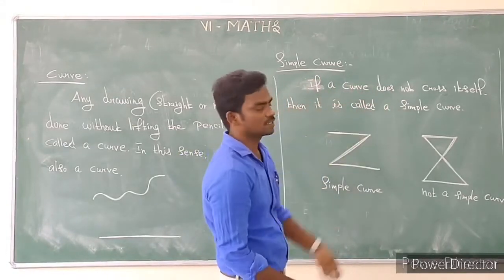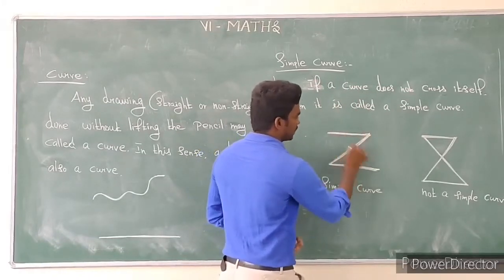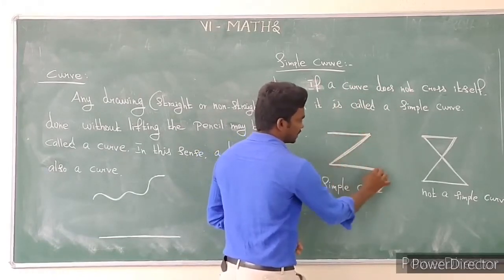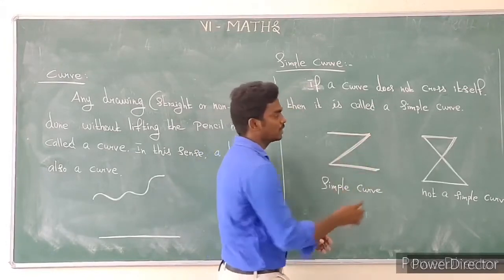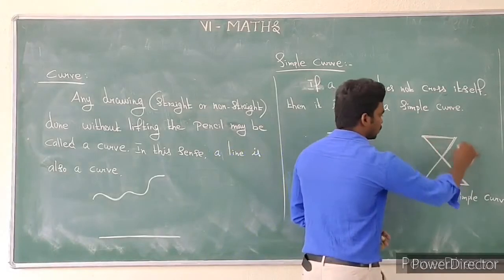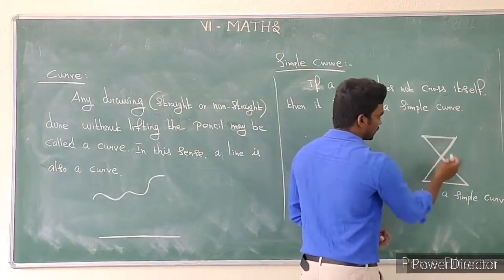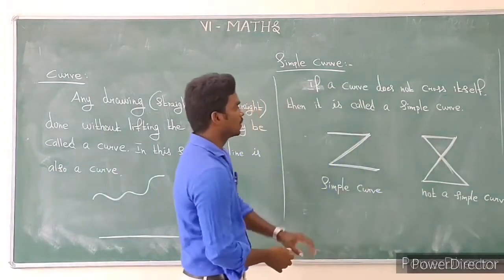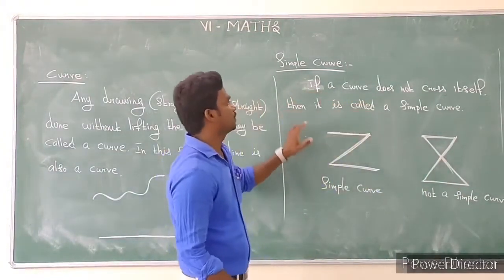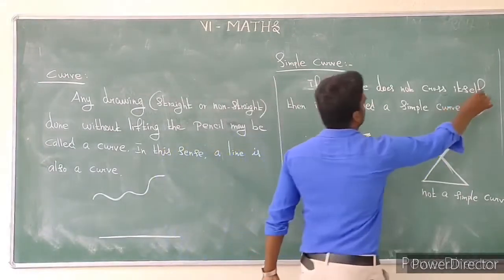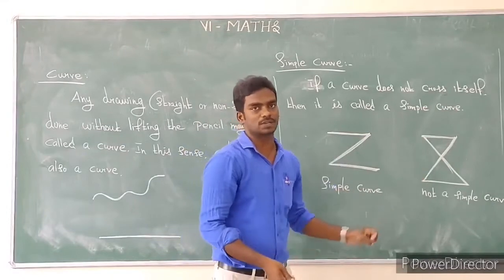If a curve does not cross itself, then it is called a simple curve. In the first one, this curve does not cross itself. This is the starting point and this is the ending point, and it does not cross any lines. So this is called a simple curve. In the second one, these two lines intersect at a point, that means the lines cross at this point. So this is not a simple curve. What is a simple curve? If a curve does not cross itself, then it is called a simple curve. Otherwise, it is not a simple curve.